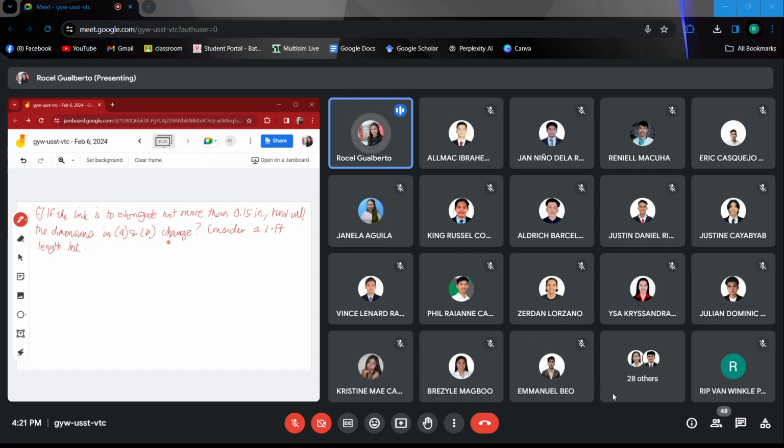Ito po yung length niya at ito pong value na binigay, ito po yung tinatawag natin as the allowable limit of deformation. Kumbaga po, yung link, hindi siya pwedeng mag-exceed up to 0.15 inch. Ito po yung indicator: pag binigay po yung allowable limit of deformation, yan po yung indicator na meron po siyang deformation failure.